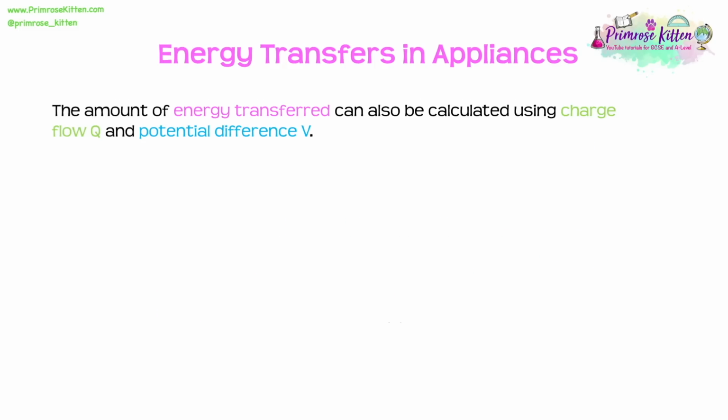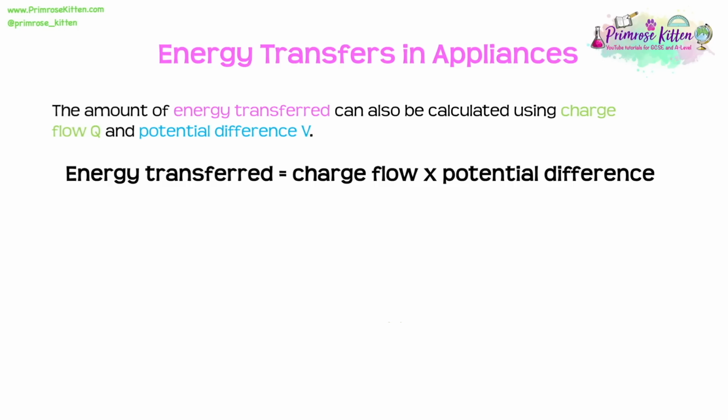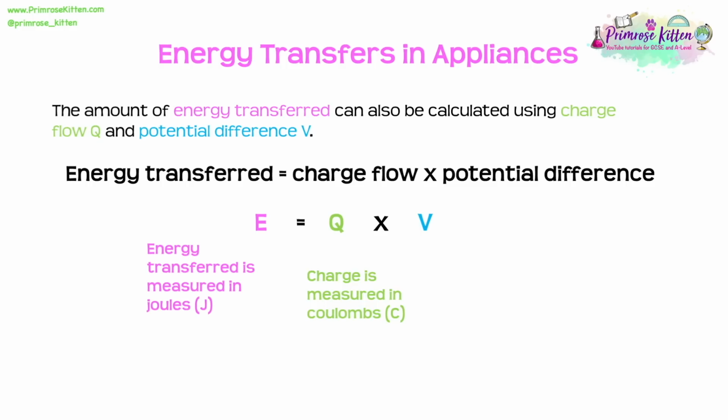The amount of energy transferred can also be calculated using charge flow Q and potential difference V. Energy transferred equals charge flow times by potential difference, or using the symbols E equals Q times V. In this case, the energy transferred is measured in joules, which is a J, charge is measured in coulombs, which is a capital C, and potential difference is measured in volts, which is a capital V.